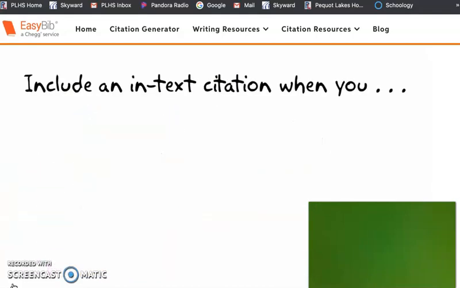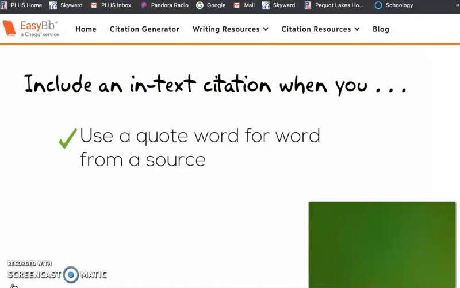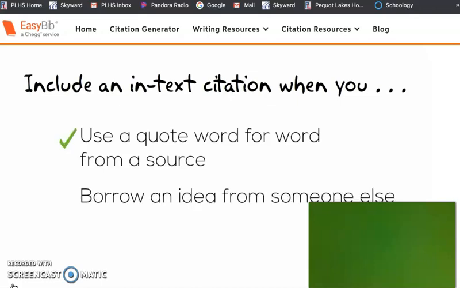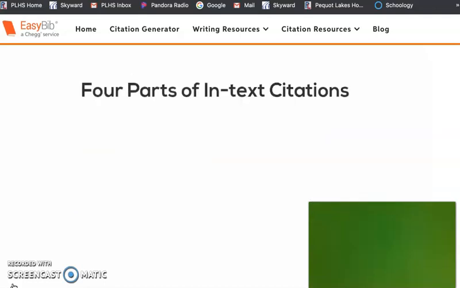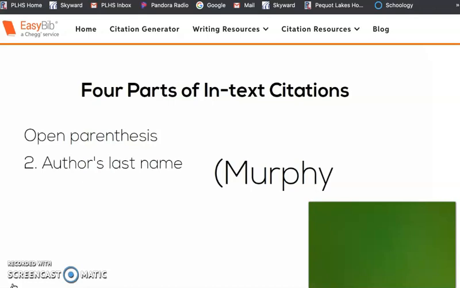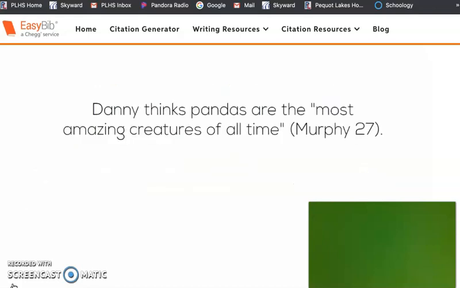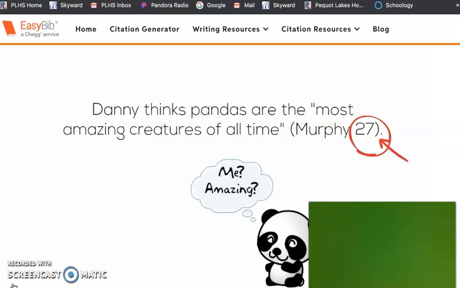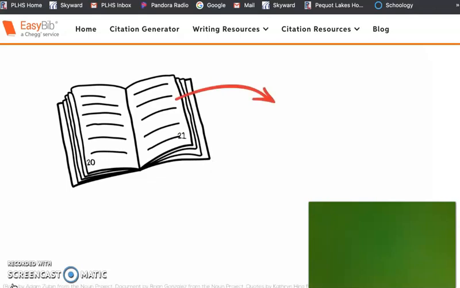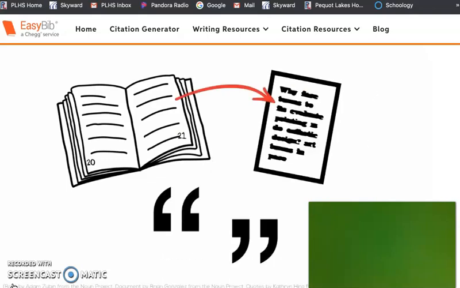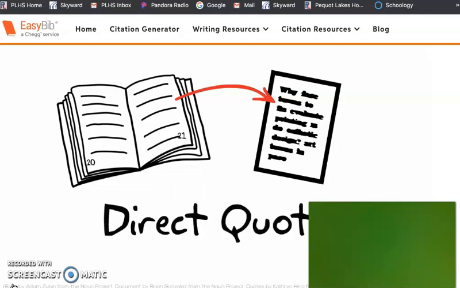Include an in-text citation in your paper when you use a quote word for word from a source, or when you borrow an idea or phrase from someone else. In-text citations have to be written in a special way. They require 4 things in this order: an open parentheses, the author's last name, the page number that you found the information on, and a close parentheses. In-text citations are placed inside the sentence, so make sure that the period is outside of the parentheses. If you are using a source word for word in your paper, you need to put quotation marks around it. This is called a direct quote.